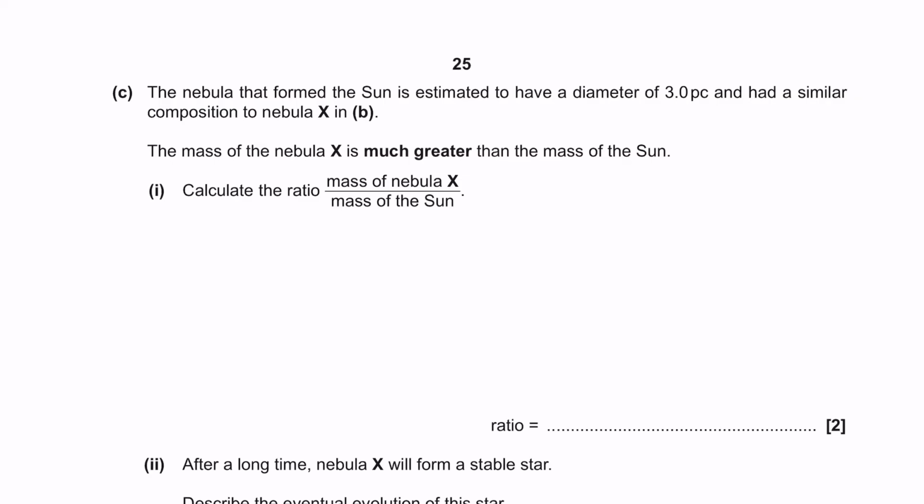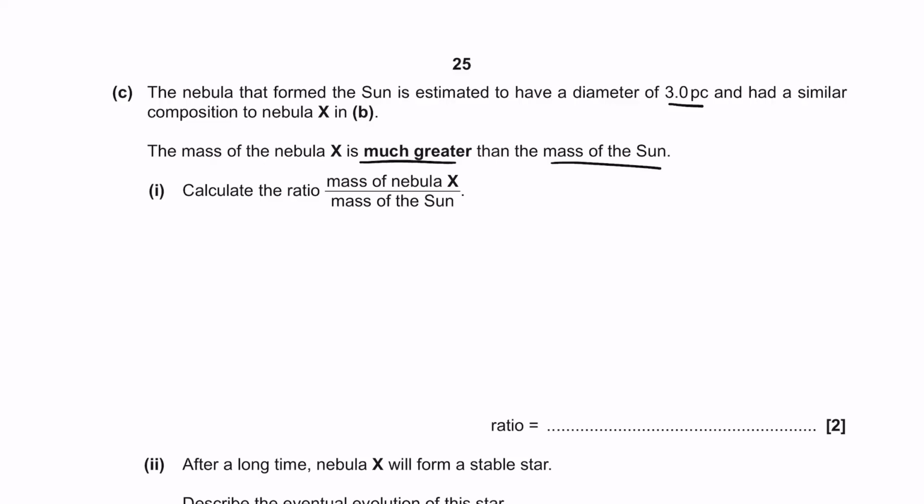It says that the nebula that formed the Sun is estimated to have a diameter of 3 parsec and had a similar composition to nebula X in part B. The mass of nebula X is much greater than the mass of the Sun. Calculate the ratio of the mass of nebula X to the mass of the Sun.